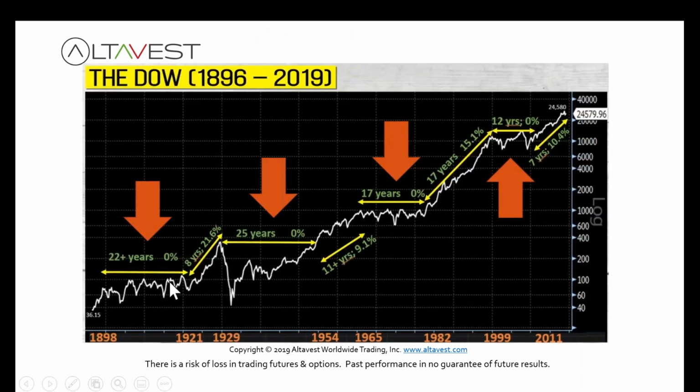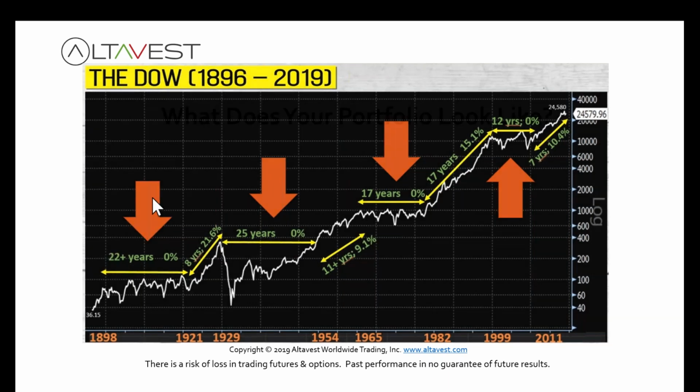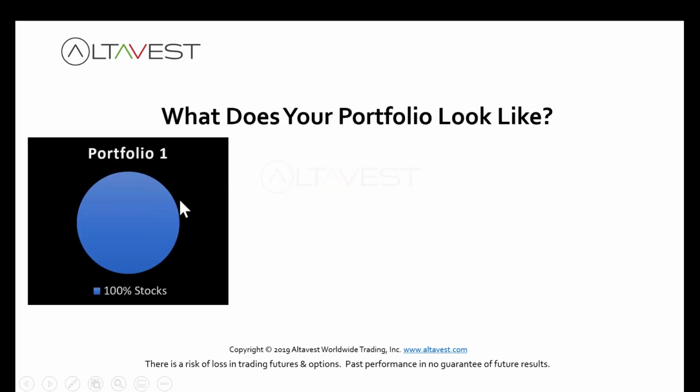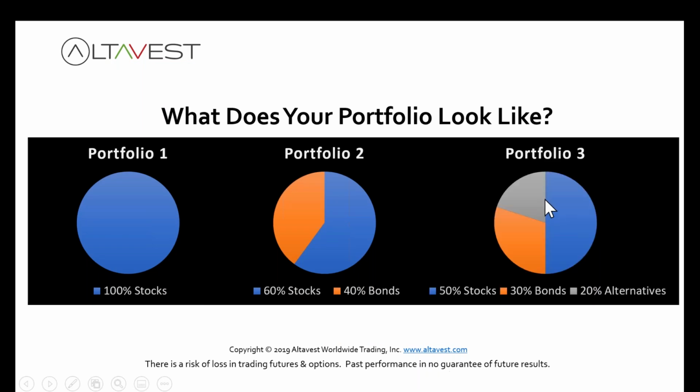And keep in mind, stocks, there are decades of time where, here's the Dow, that markets just kind of go sideways in a big choppy sideways pattern. So you can't always rely on just being passive and expecting to pull a lot of money out of the stock market. So here's portfolio 1, here's 2, here's 3.